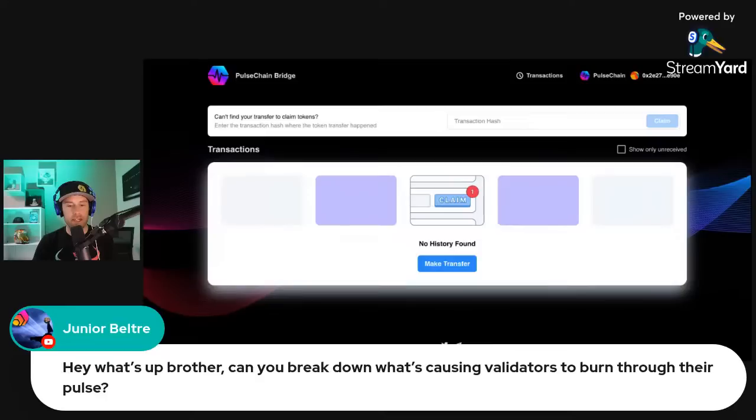Can you break down what's causing validators to burn through their pulse? Well, I think just over 4,000 validators were set up from, I'll call it the dev team, the core of the RH squad, and they're taking all of the pulse that are used in transactions and sending that to a burn address. Right now I think it is 583 million pulse burnt at this point, which is absolutely crazy.